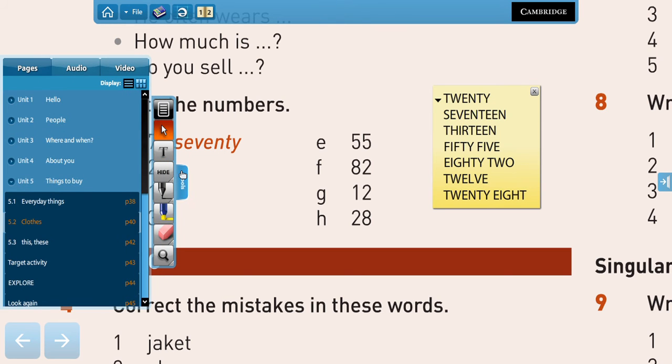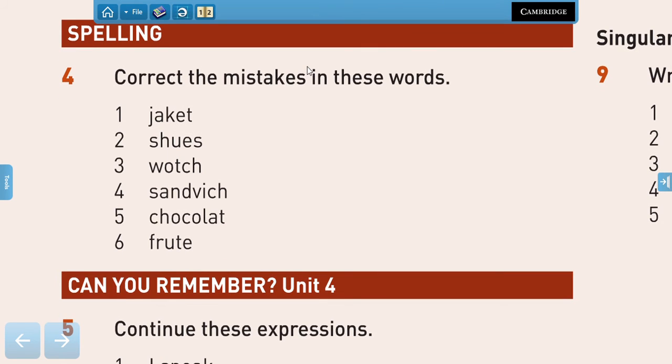Very good. Correct the mistakes. Okay, so write these words without the mistakes.